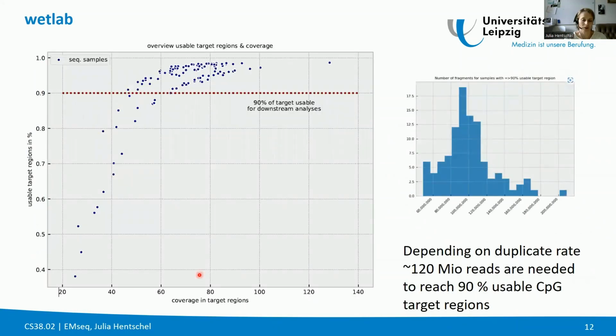When you analyze that a little bit further, you can see there's a cutoff of 60-fold coverage that you need to get good quality data. That means that you need about 120 million reads per sample to get 90% of CpG regions covered.